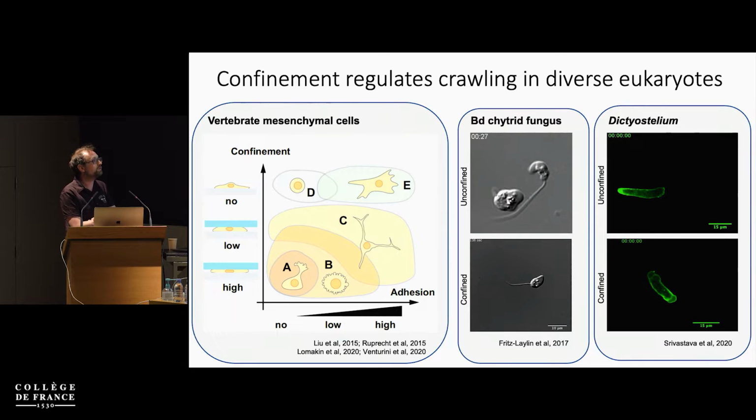And it's also been found, for example, in Dictyostelium, and that's the work of Nishit Srivastava. And of course, Dictyostelium always crawls, but depending on whether it's confined or not, it's going to crawl a bit differently. It's going to use blebs and contractility in high confinement, while in low confinement, it uses lamellipodia.